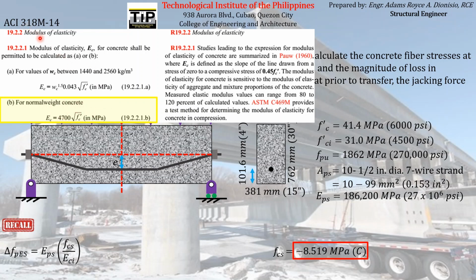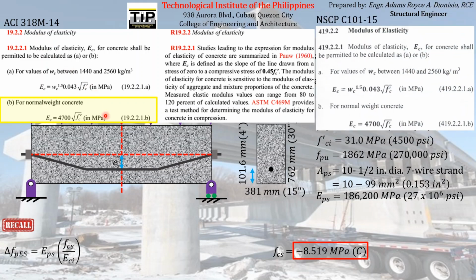If you refer to ACI 318M-14, or to our local code NSCP, you can see a similar formula. That is how we can compute the modulus of elasticity of concrete. To compute the modulus of elasticity of concrete at transfer, the f'c that we have to use must not be the 28-day compressive strength f'c, but f'ci, which is equal to 31 megapascals. So substituting all of those values, EPS, FCS, you just have to disregard the sign, because the sign just indicates whether the stress is compressive or tensile. Divided by ECI, which is equal to 4,700 square root of, again, not f'c but f'ci, which is 31 megapascals. If you compute that, you will get this magnitude.